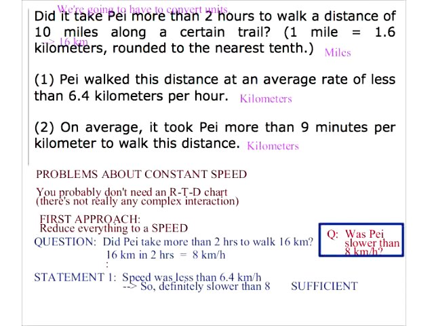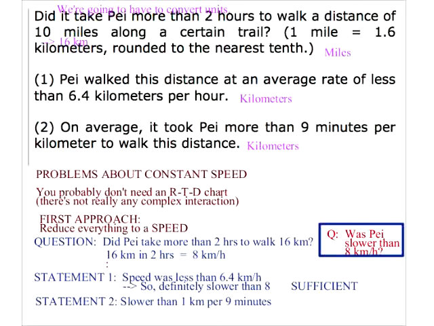Statement 2 says that it took more than 9 minutes per kilometer. That means slower, because if he took longer than that much time, he was walking more slowly. So slower than 1 kilometer per 9 minutes. What we need to do is take minutes and do what with it? What do we have to do with 9 minutes? We have to convert it to hours.